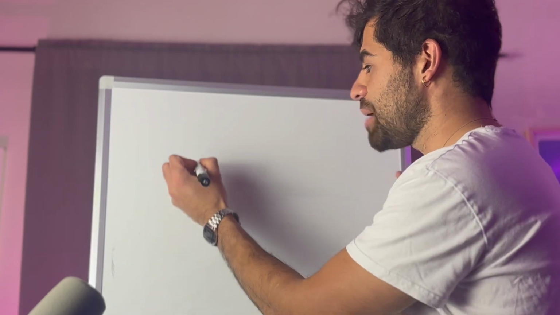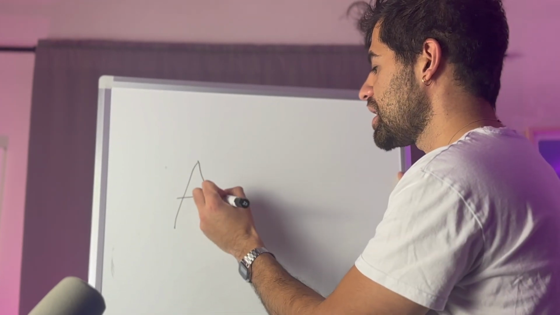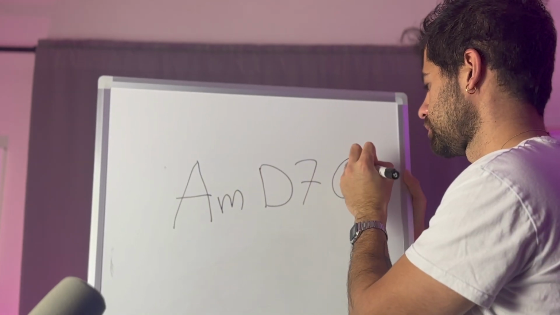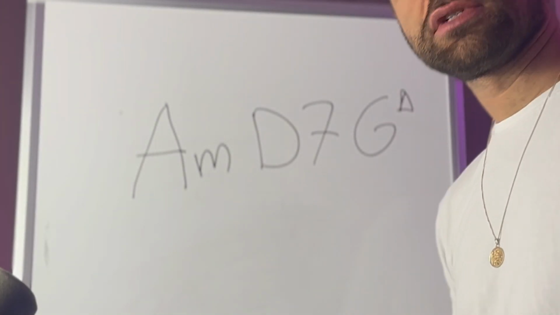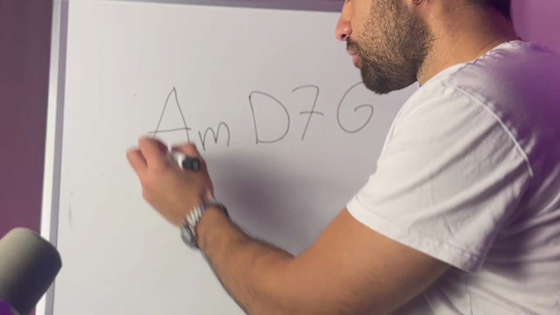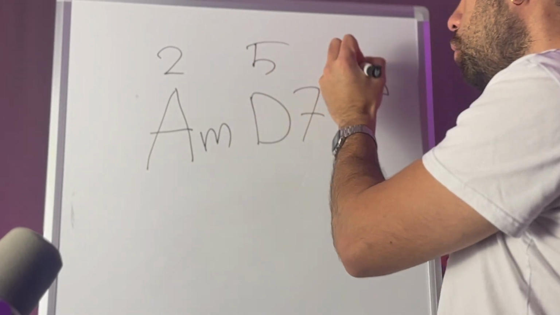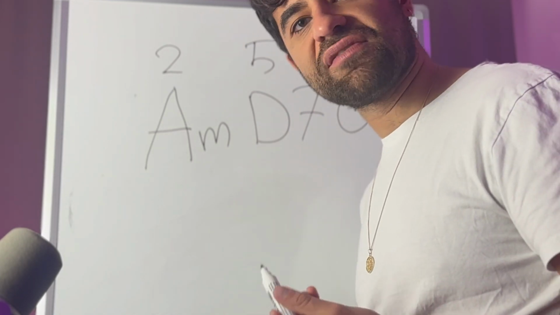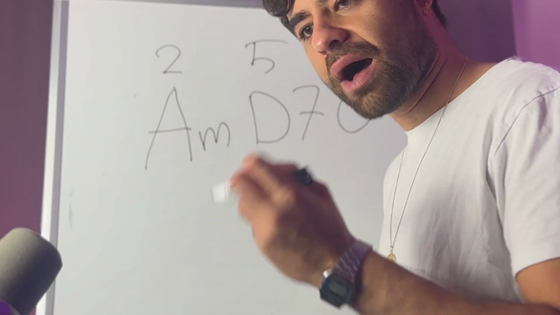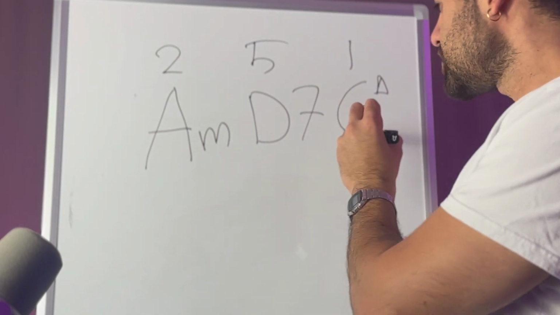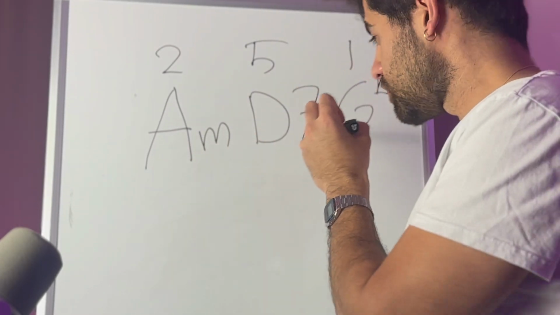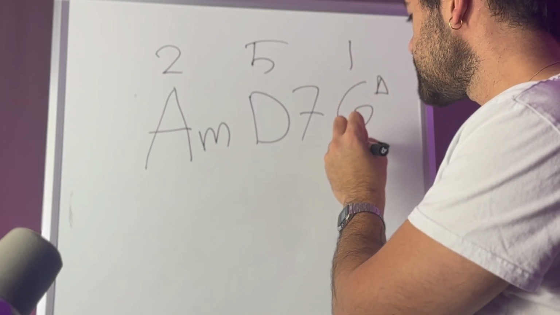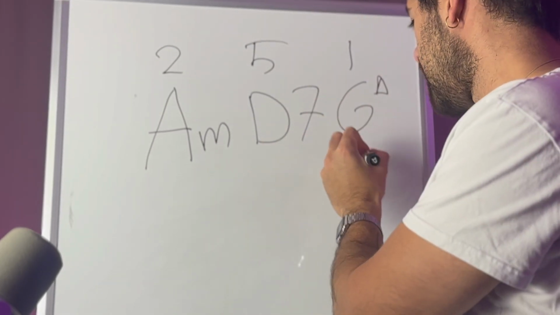Just as an example, let's take a 2-5-1 in G. A minor, D7, G major 7, alright? This is a 2-5-1. And what does 2-5-1 even mean? You probably know this. If you don't, I'll explain it to you in 3 seconds. This is the 1, this is the 2, this is the 5. The 1 means it's in the key of G. So this is the mother.